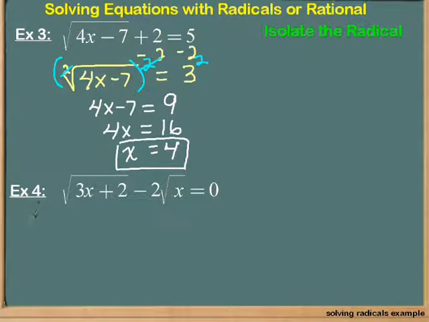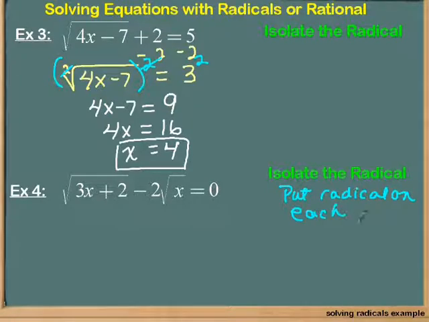So in example 4, first thing we have to learn to do is to isolate the radical. Isolate the radical. But there's 2 radicals. So now what? Well, here's what we're going to do to get that job done. We are going to put a radical on both sides. So make sure you balance that out and put a radical on each side. And we'll be able to isolate a radical on each side.